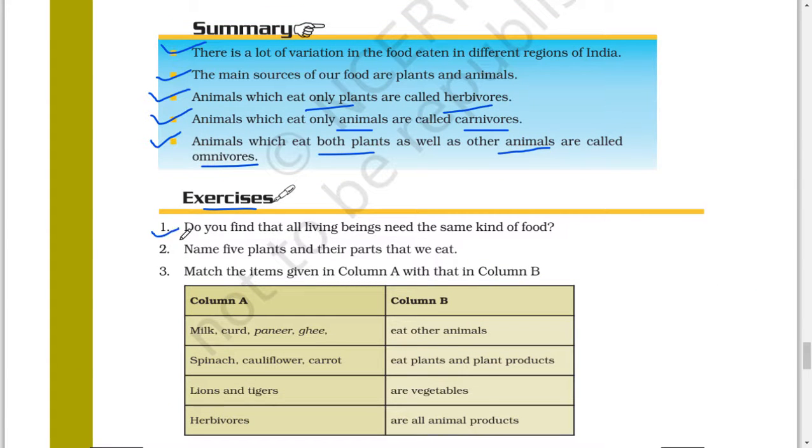Do you find that all living beings need the same kind of food? Name 5 plants and the parts that we eat. 3. Match the items given in column A and column B. Milk, curd, paneer, ghee; spinach, cauliflower, carrot; lion or tigers; herbivores; eat other animals; eat plants and plant products; vegetables are all animal product.